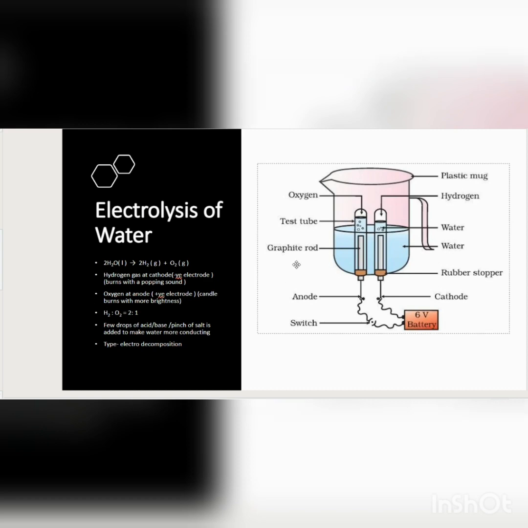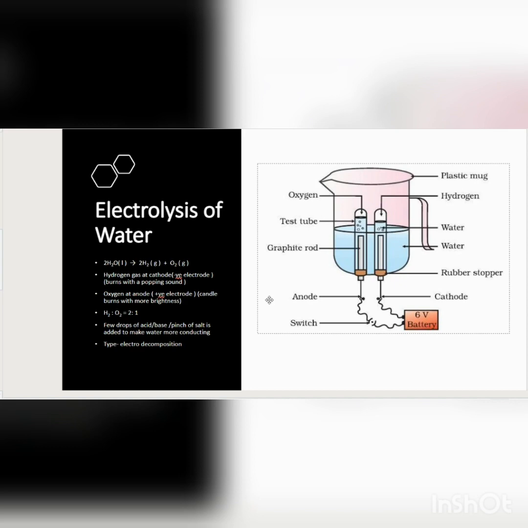So we have come to the conclusion that the gases released at anode and cathode are oxygen and hydrogen. Now, the question is again how to remember which gas is released at which electrode. So again, over here we have a learning trick.